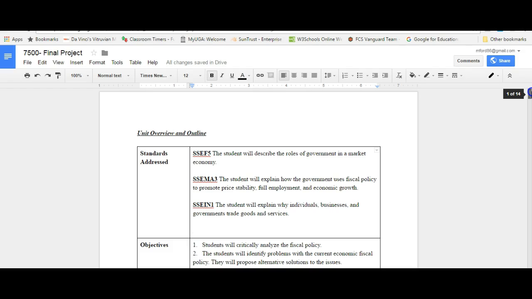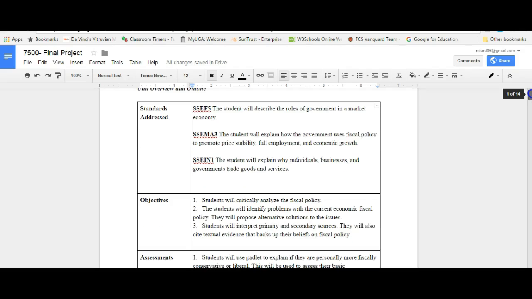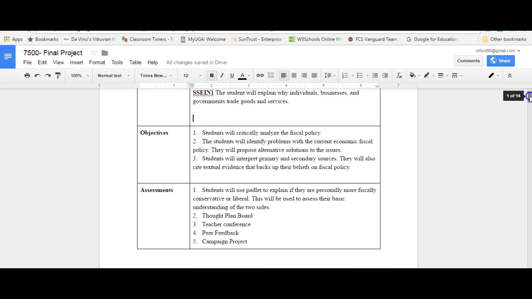So I co-taught a unit with our economics teacher, and we focused on the government's role in the economy and fiscal policy. For this, I used problem-based and project-based learning. The students analyzed fiscal policy by looking at current economic problems and what our government is currently doing about them, and worked through if those were good solutions or not.